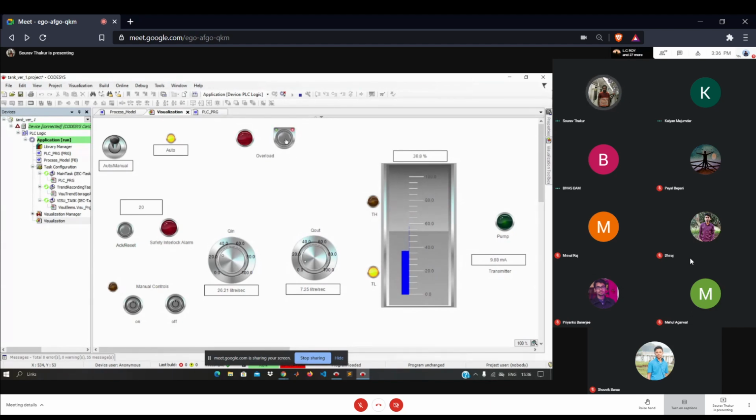Then, if I rectify the overload situation, the pump again starts when it reaches TL. So is it okay? The overload option again? Yeah.